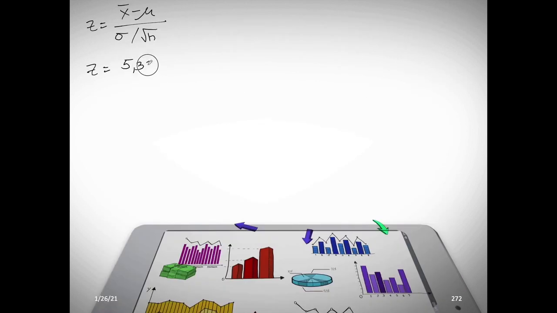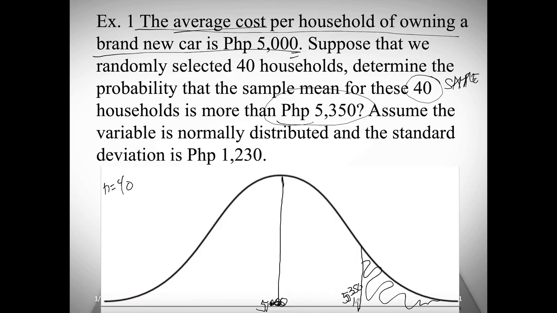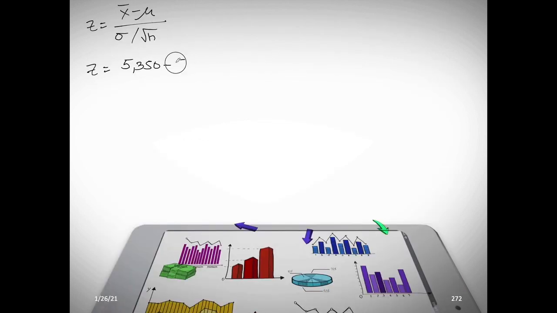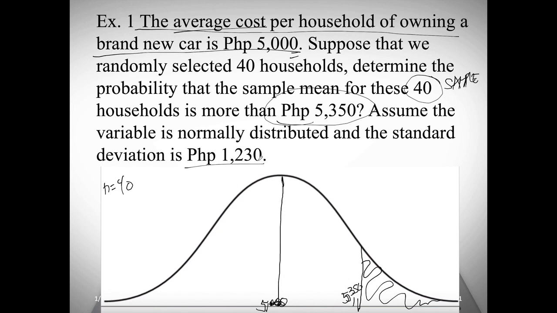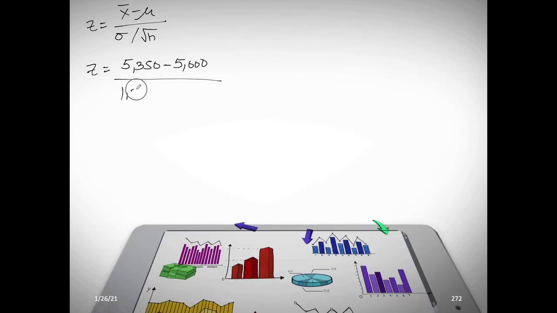So, 5,350 minus mu, yung mu natin is ito na yung 5,000. Pareho silang mean. So, 5,000 all over standard deviation na 130. Lahat naman yan naka-peso, so kahit di natin isulat, pare-pareho naman. No need na for conversion ng mga units. So, divided by square root of n, which is 40. You can have this in your calculator. Pwede nyo nang idiretso to. The answer will be 1.80.